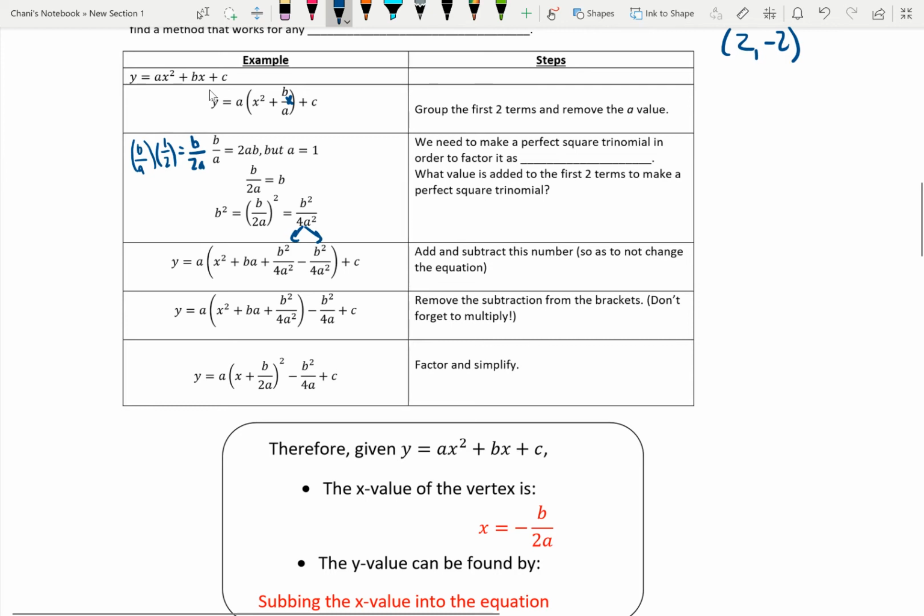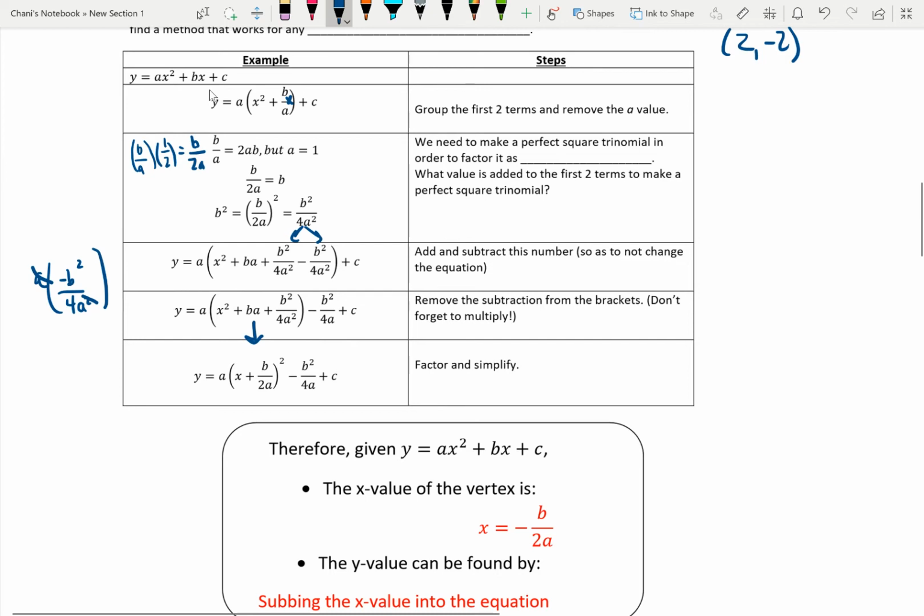Now we need to remove the subtraction out, but it gets multiplied by a first. So when you multiply minus b squared over 4a squared times a, what happens is that this a crosses off with the squared. So you're just left with minus b squared over 4a on the outside. And now this factors as a perfect square trinomial: the square root of this, which is x, the square root of this, which is b over 2a, and then this symbol, which is x.